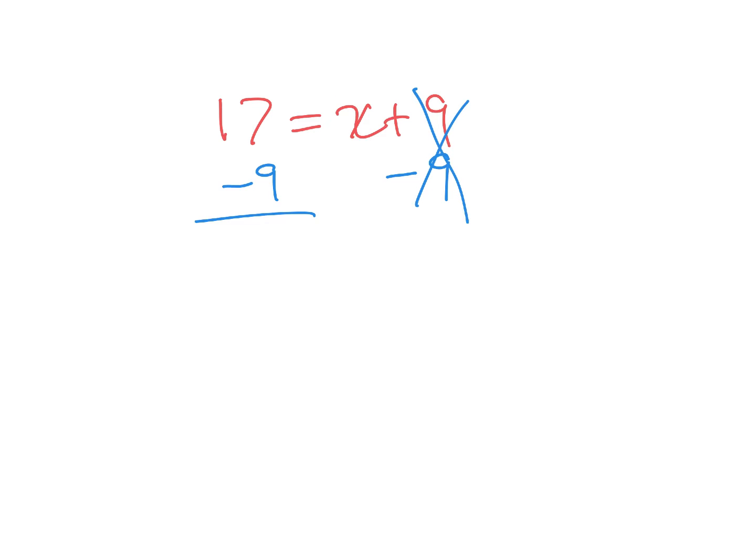Going on to the next problem, we have 17 is equal to x plus 9. So again, I look at what is being done to x. Well, 9 is being added to x. So the opposite of adding 9 would be to subtract 9. And if I do it to one side, I have to do it to the other as well. So on the right side, the 9 and minus 9 go away because we end up with a 0. We're left with an x on the right. And then on the left side, we have 17 minus 9. That would equal 8.